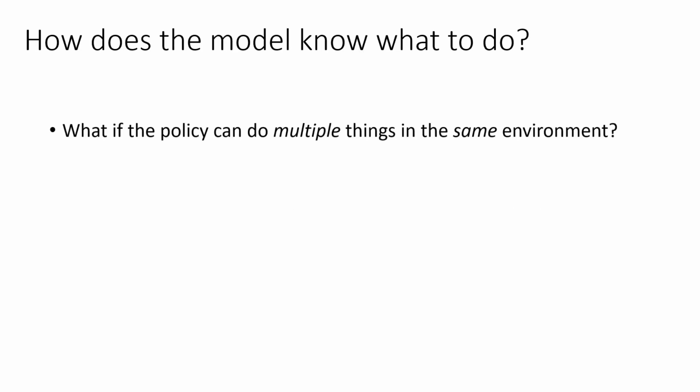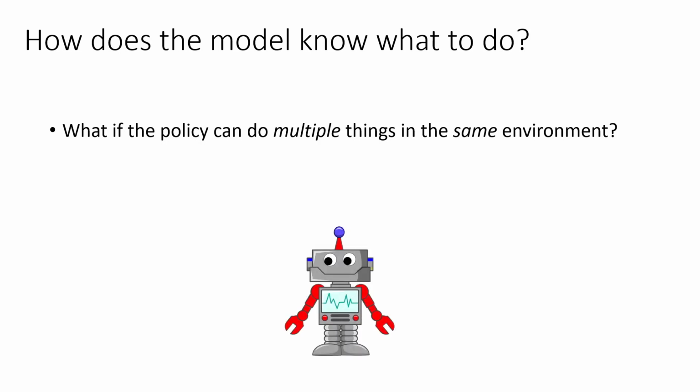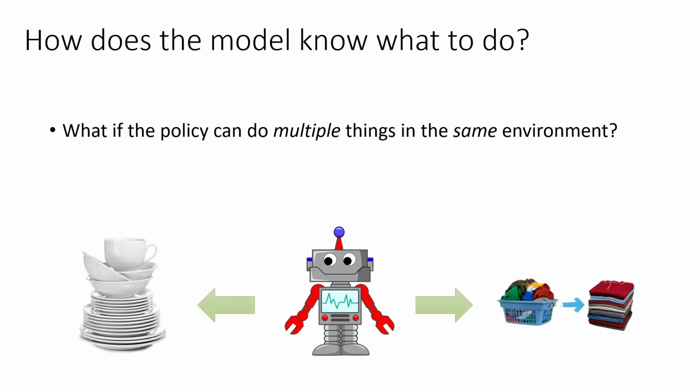Now, there can be a little bit of a nuance because maybe the policy can do multiple things in the same environment. If this was an Atari game, this wouldn't be an issue because you can tell which Atari game you're playing by looking at the screen. But maybe you have a robot in your home, and the robot can, in the same initial state, go and do the laundry or go and do the dishes. So in that case, if you want to instantiate multitask learning as a standard RL problem, you need to do a little bit more to indicate to the agent which task it's supposed to be doing.